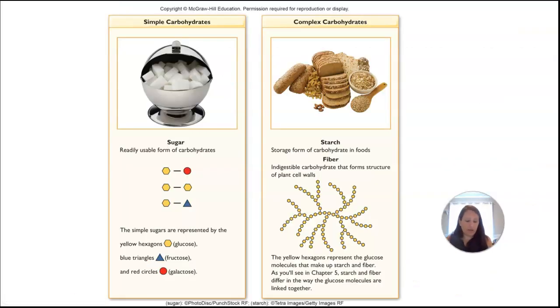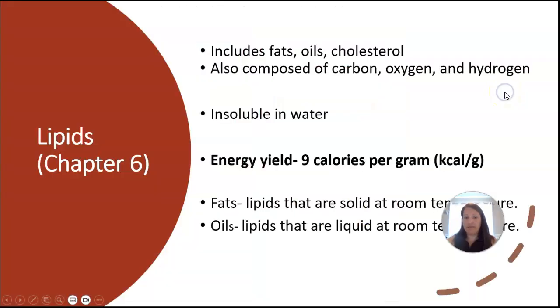Okay, so in this picture here, again, just to reiterate the difference between a simple carbohydrate, mono and disaccharides, like common table sugar shown here in those sugar cubes. And on the other side here, complex carbohydrates include things like starch and fiber. Both of these we obtain from our diet. So if you're eating whole grains, starchy vegetables, you're going to be ingesting complex carbohydrates. Very important part of our diet.